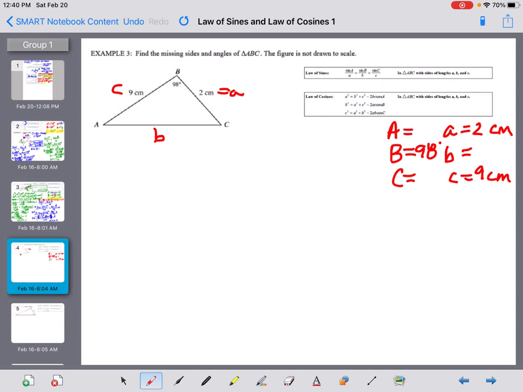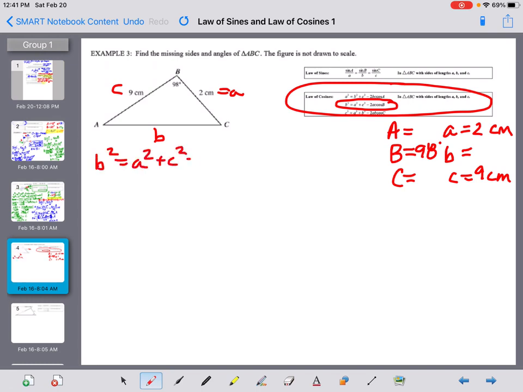So the question is, do I use law of sines or law of cosines? Well, I need to start with saying, do I have an angle and a side of the same letter? Looking at the 3 I have, I do not. I have an A, a B, and a C, but no A, B, B, or C, C. So I have to start with law of cosines. Which law of cosines do I start with? This one is decided for me because I know angle B, so I have to use the B equation. So I start with B squared equals A squared plus C squared minus 2AC times the cosine of angle B.